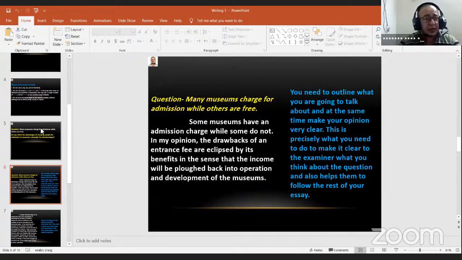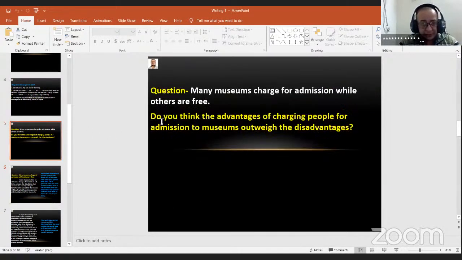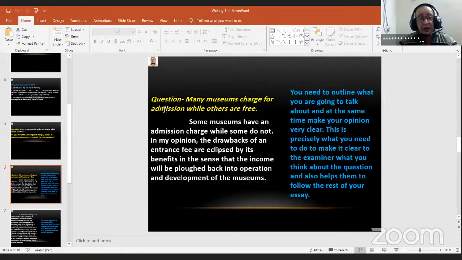Then after that, we will answer the question. The question says, do you think the advantages of charging people for admission to museums outweigh the disadvantages? We will start by stating our opinion with an expression, for example, in my opinion, in my point of view, or as I believe. The drawbacks, which means the disadvantages of an entrance fee, are eclipsed, which means covered by its benefits. Then after that, we give reasons.